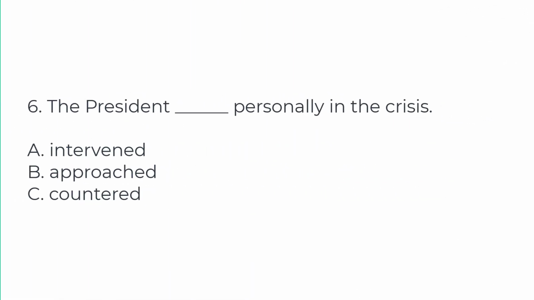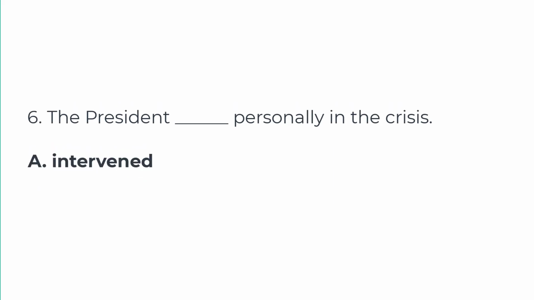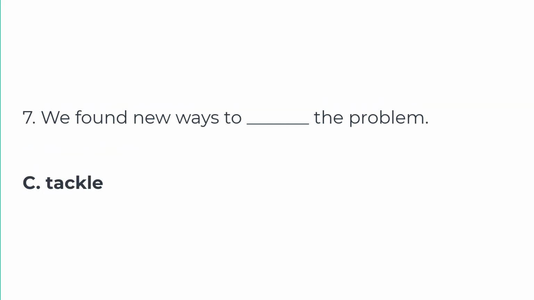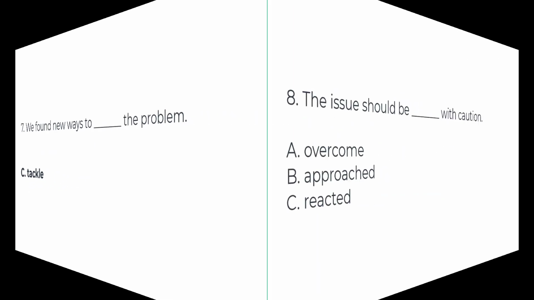Question number 6. The president personally in the crisis. Pause the video if you need more time. And the correct answer is the president intervened personally in the crisis. Question number 7. We found new ways to the problem. Pause the video if you need more time, and the correct answer is to tackle the problem.